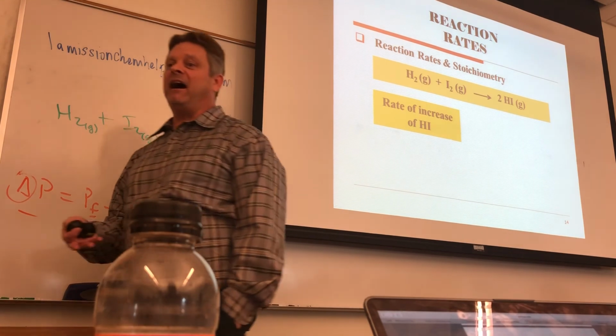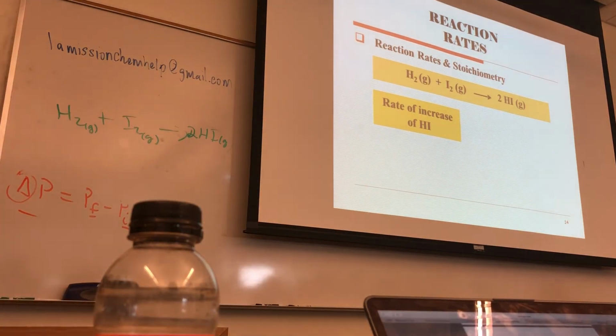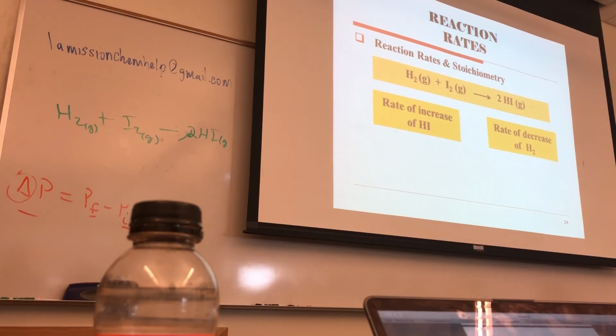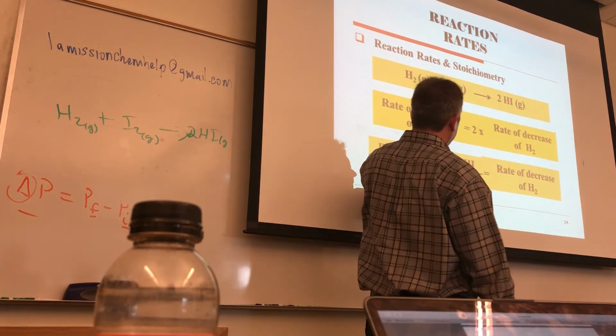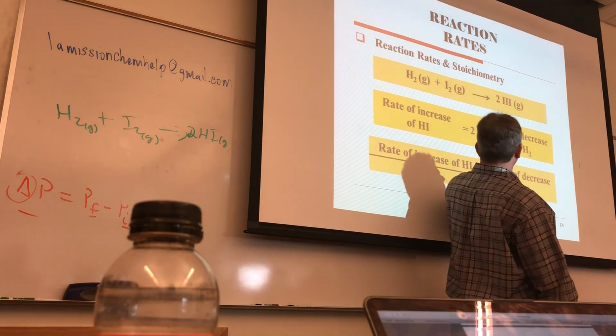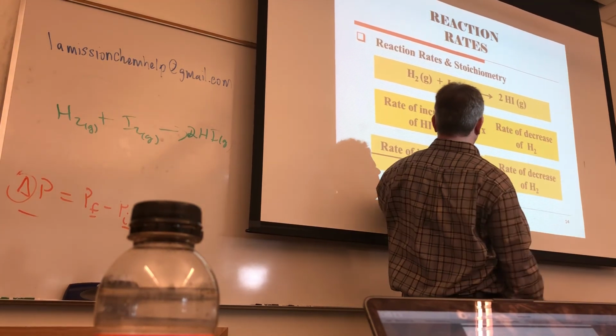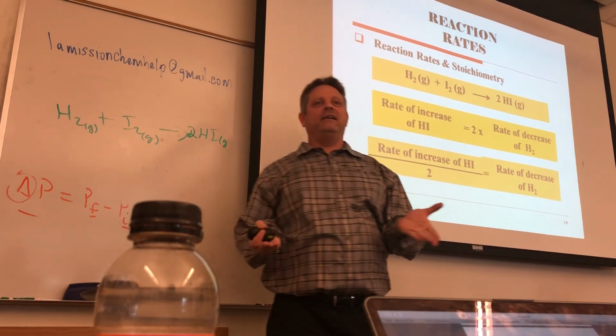I find this a little odd in how it's described, so I'll give you what is, at least in my opinion, an intellectually easier way to think about it, but let's go over the slides because some of you may like it this way. The rate of increase of HI is equal to the rate of decrease of H2 times 2. And then if I divide by 2 on both sides, the rate of increase of HI divided by 2 is equal to the rate of decrease of H2.